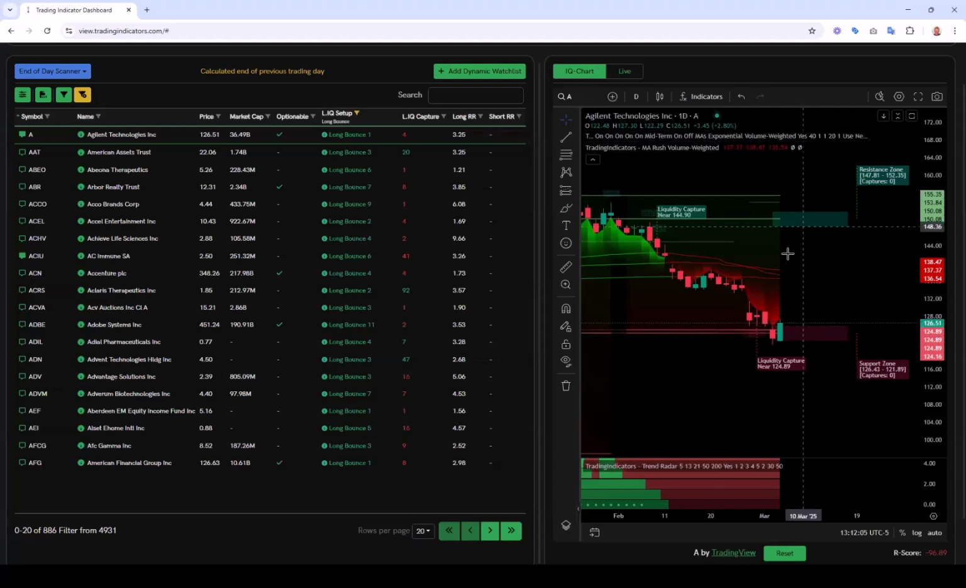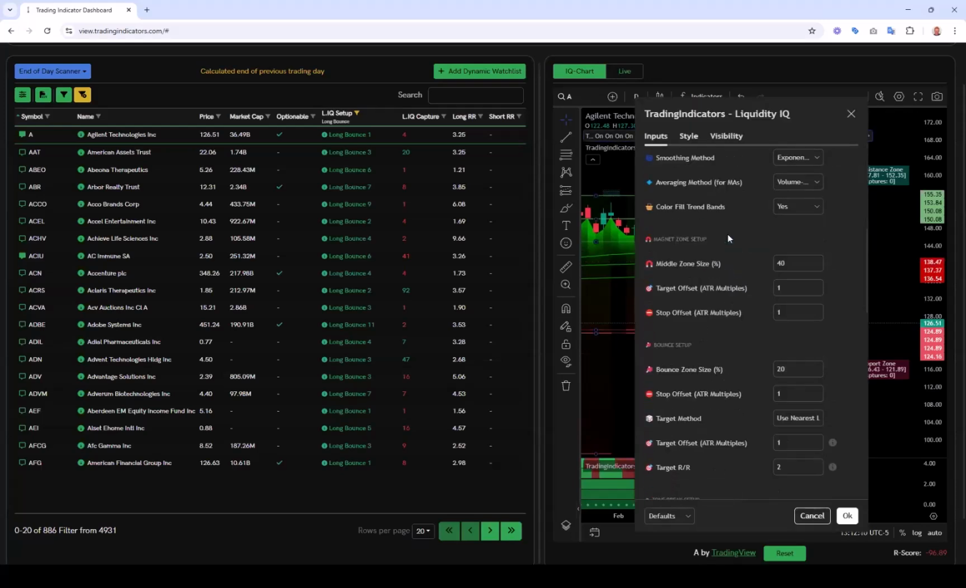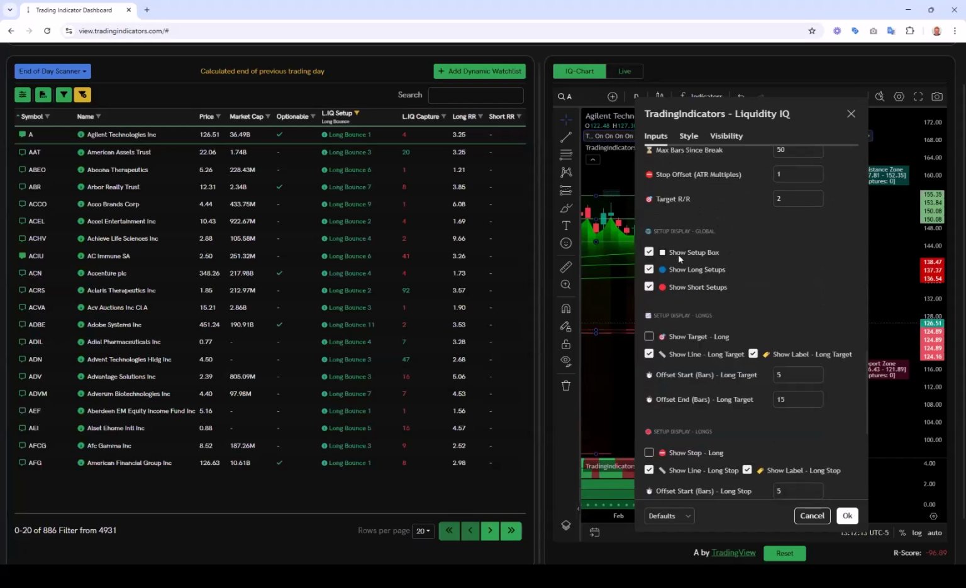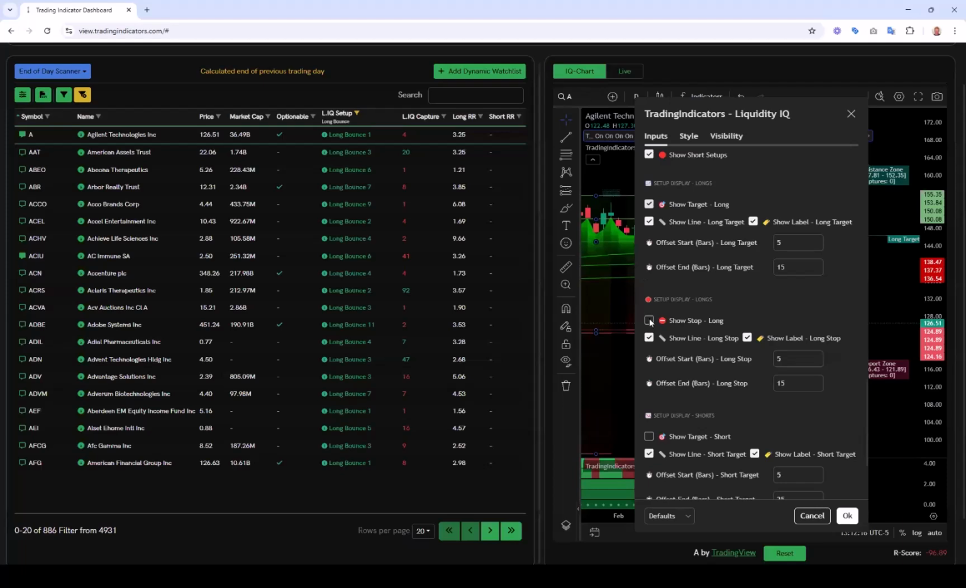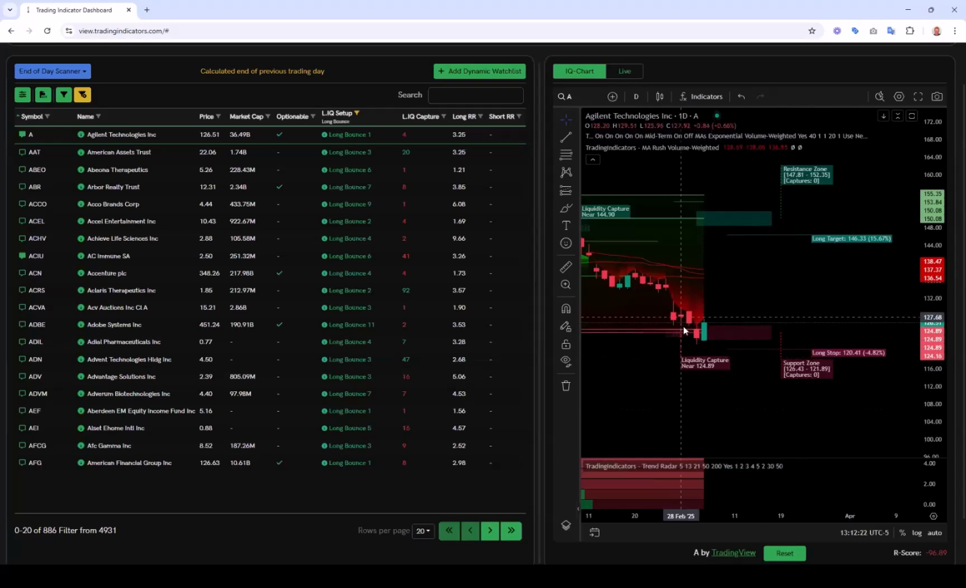It comes with a target and a stop loss indication. So if you go to the settings of Liquidity IQ, click on this one here and go all the way down, a lot of options here, to this one here, show target long and show stop long. Once you click on those, you see the indicator is telling you now, if I were to trade this bounce setup, the indicator suggests to put your stop here at 120.41 and your target here at 146.33. And if you do the math between how far the stop loss is away and how much I can gain when my target is hit, you will get a reward to risk ratio of 3.25.